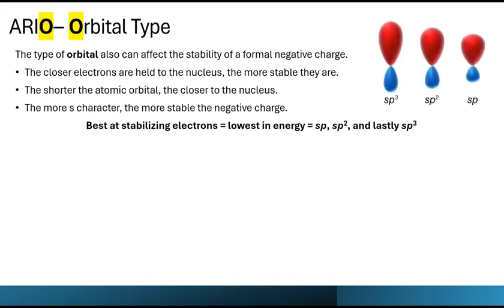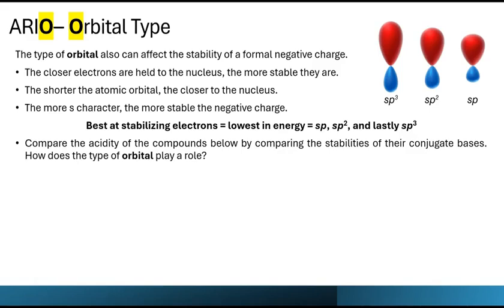sp has more S character, 50%. In sp2, it's 33%. In sp3, it's 25%. So notice that sp, being the shorter and higher percent S character, would stabilize that negative charge the best. Compare the acidity of the compounds below by comparing the stabilities of their conjugate bases. How does the type of orbital play a role? Consider ethane, ethylene, and acetylene.